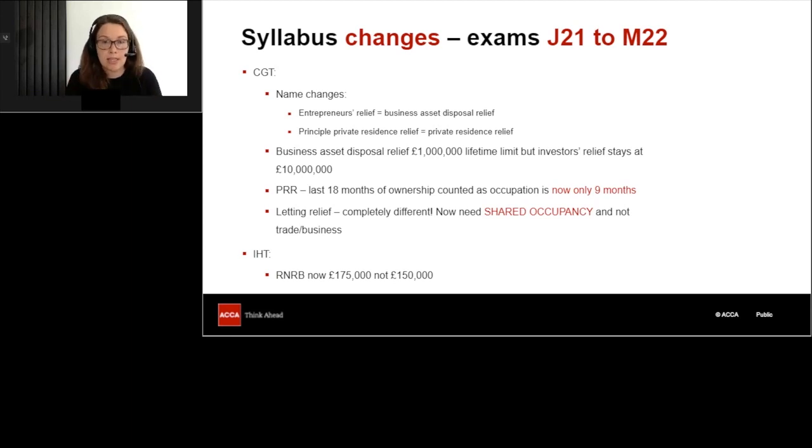So let's look at this letting relief scenario then. I've got an example, another video. Again, there might be a slight delay before it loads up for you, so just be aware of that, and then we'll watch that video, and after that we're going to start looking at a couple of more challenging areas from the tax syllabus as well, and then pick up on questions.